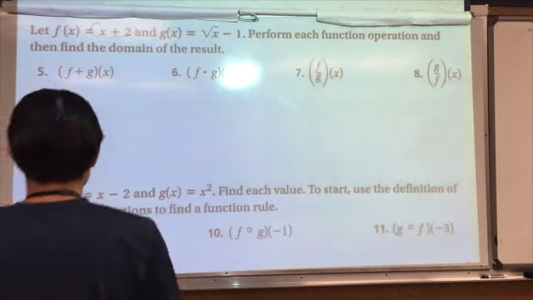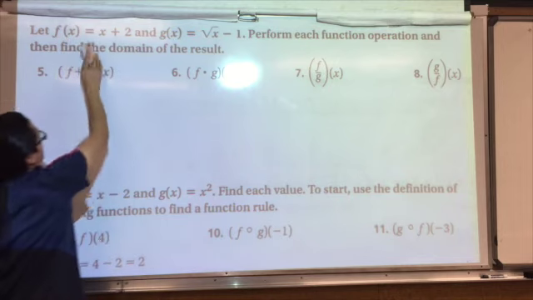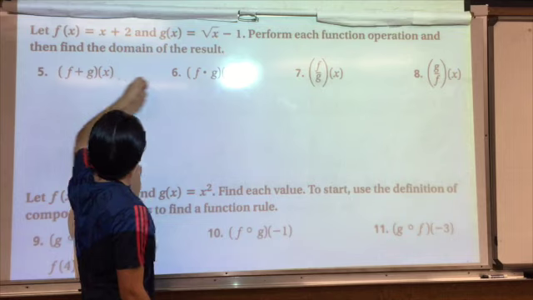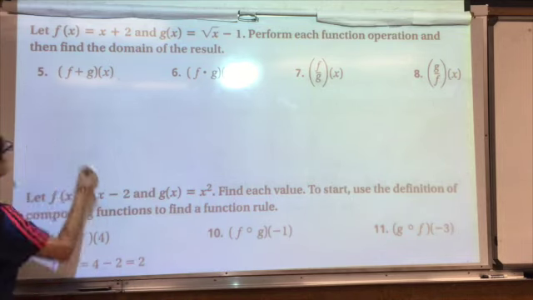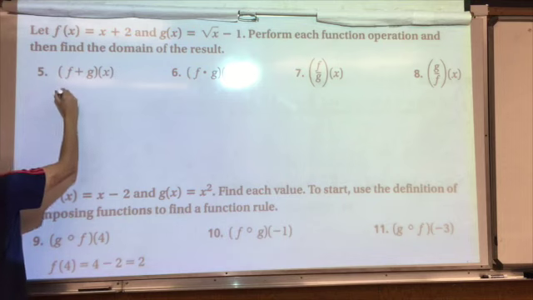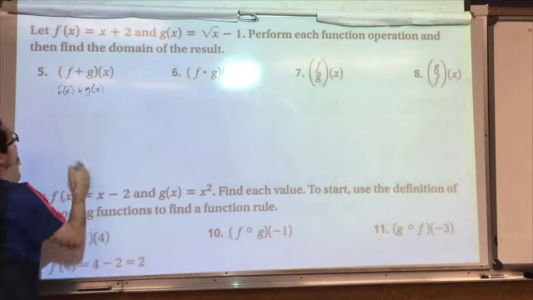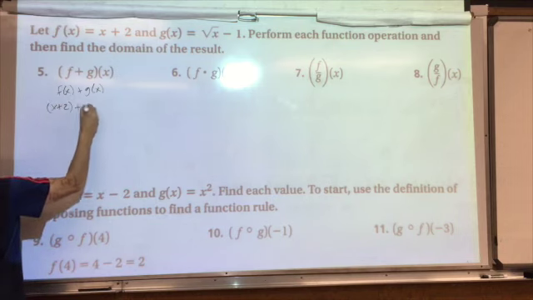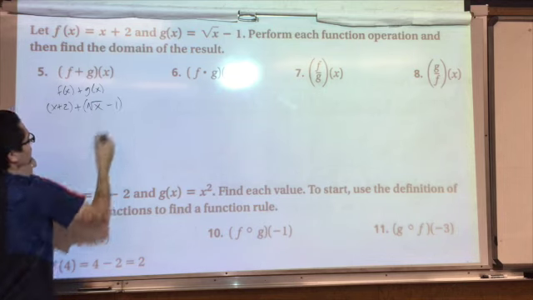Okay, let's try a few more of the same idea. Okay, so I have two different functions now. F of x is x plus 2, g of x is radical x minus 1, and I'm going to do these same 4 operations that I did before. Okay, so here you go. This one's asking me to do f plus g of x. That means f of x plus g of x. F of x is x plus 2, and g of x is radical x minus 1.